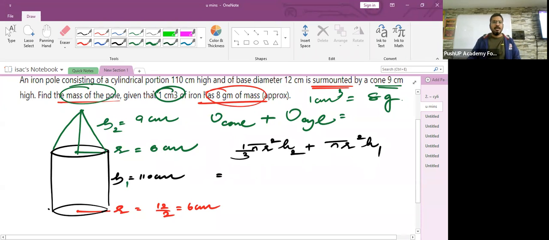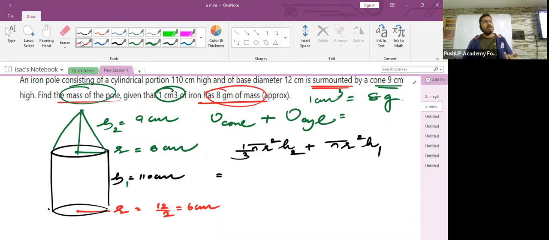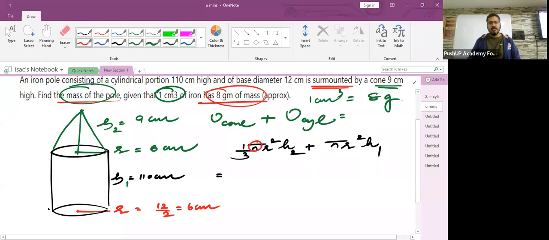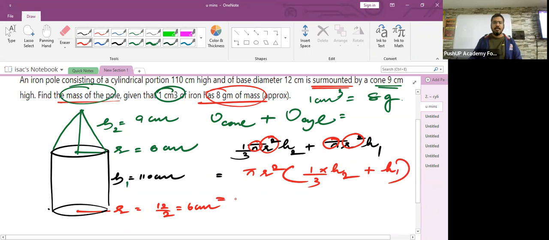Okay. Now this is equal to whatever you can take as a common factor. Take it out. What is common here? Pi and pi. Then r square and r square, isn't it? So pi and r square is common. Inside the bracket, what is left? 1 by 3 into h2 plus h1. Now formula simplification is done. Now you can substitute the values.